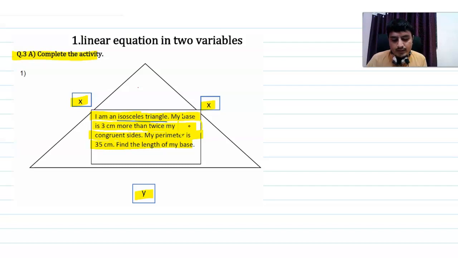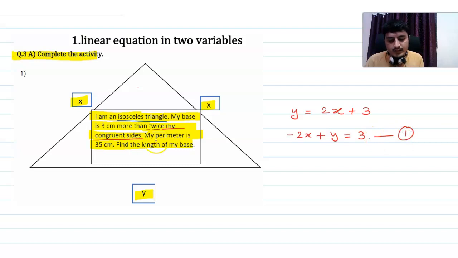So look at the first condition. My base, that means the value of y, is 3 more, which means we have to add 3 to twice my congruent sides, that means 2 times x. So once we convert it into the general form of a linear equation in two variables, we get minus 2x plus y equals 3. Let's call this equation number 1.